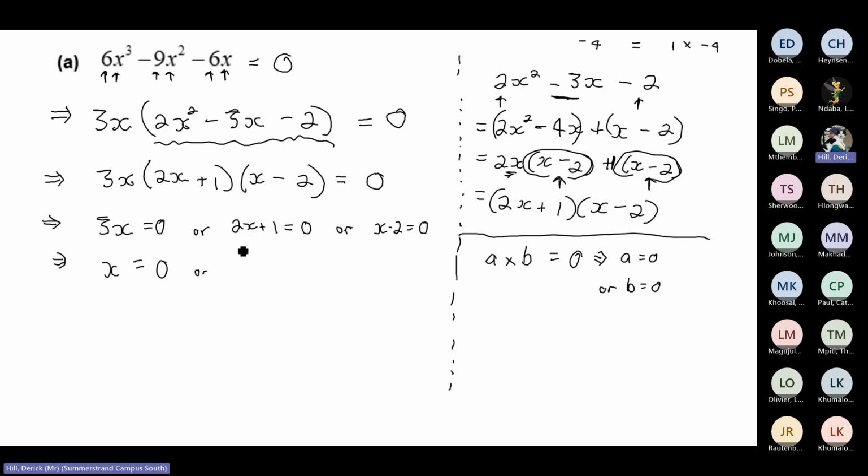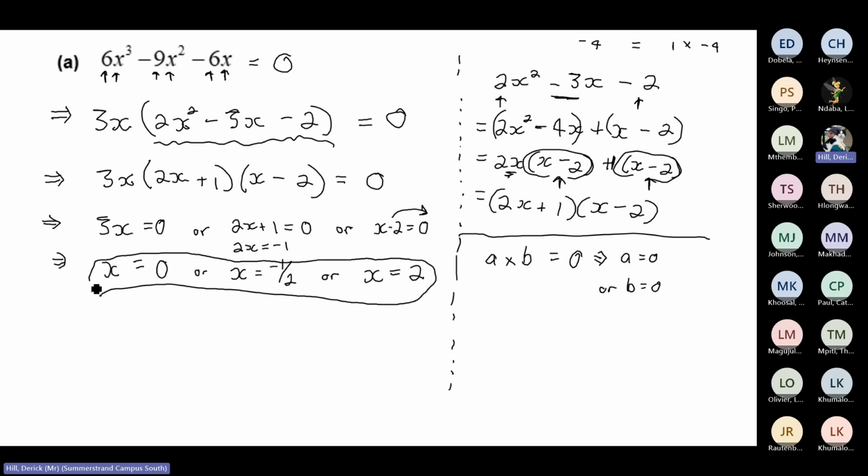Or over here, I've got 2x, I take the 1 over, is equal to minus 1, and hence x is equal to minus 1 over 2. Or finally, I have x is equal to 2, since I take this minus 2 over, or I add 2 on both sides of the equation. So my answers are going to be x is equal to 0, or x is equal to negative a half, or x is equal to 2. Any of those x values will give me an answer of 0 when subbed into this expression.